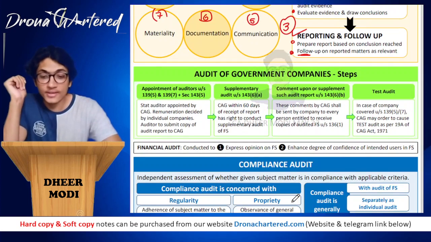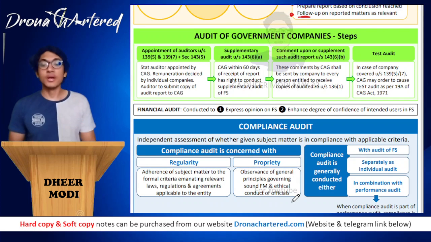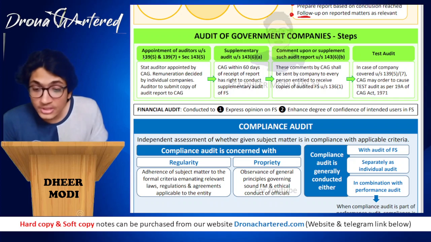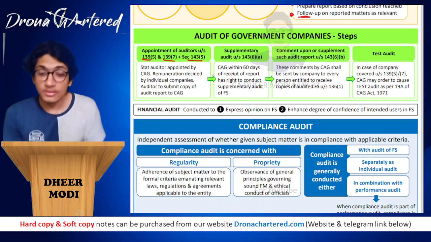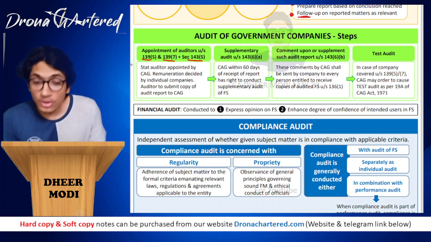Okay. Next is your audit of government company. So steps to audit a government company. First is appointment of auditor under section 139(5), 139(7), and 143(5). So your auditor is appointed under three sections: 139(5), 139(7), and 143(5). This is your first step.